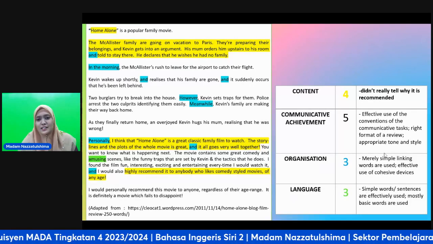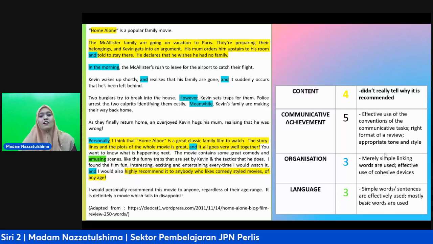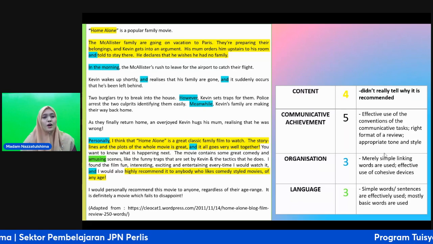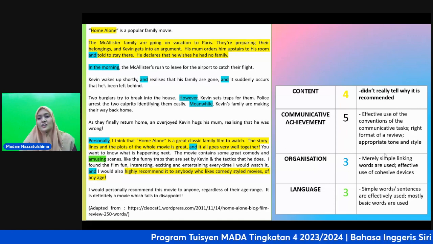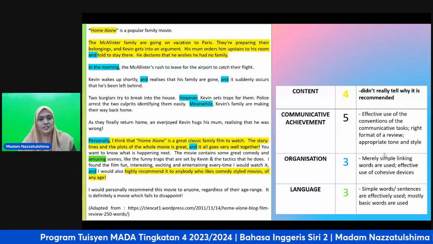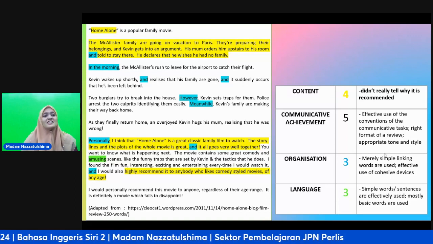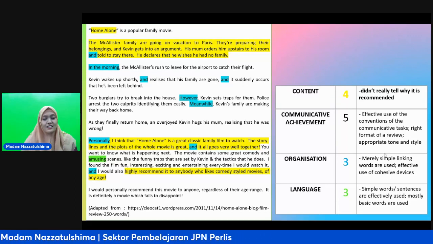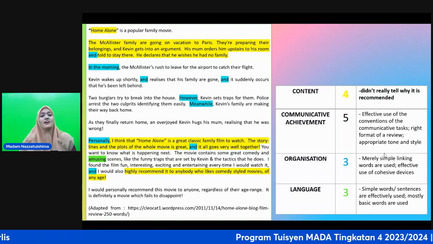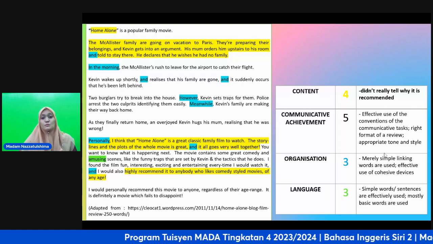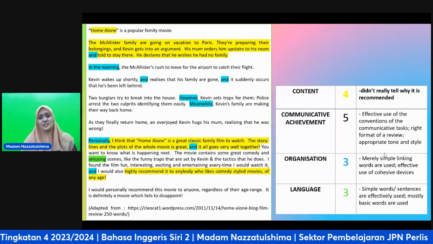Okay, so this student gets 5 marks. Effective use of the conventions of the communication task, right format of a review. Correct, so there is a title there. And then the tone is actually writing a review, right? Next one is appropriate tone and style. So the style is really about writing a review, where there is a short synopsis, and then there is why this person liked this movie, and then it ended with a recommendation. So definitely this is writing a review.